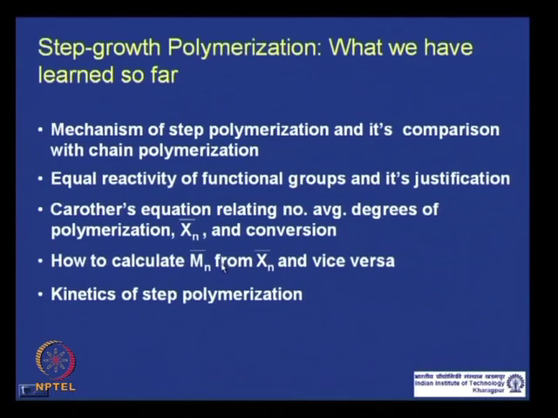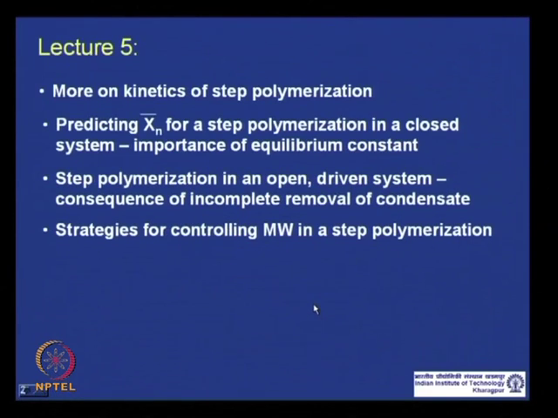I gave more time to this because, as I said, sometimes there is confusion among students on how to get Mn from Xn. It is actually Mn is Xn multiplied by the average molecular weight of the structural unit, not the repeat unit. And we also discussed the kinetics of step polymerization.